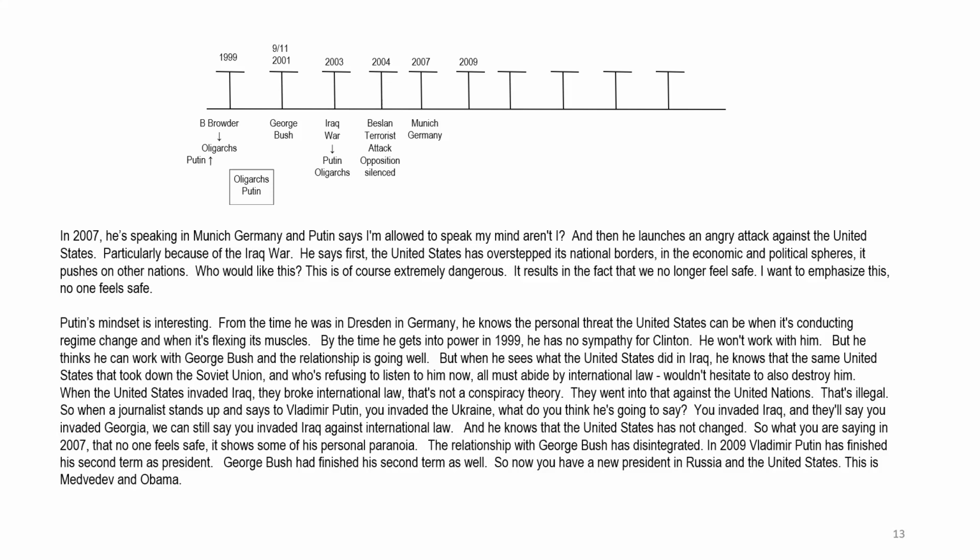When the United States invaded Iraq and broke international law, that's not a conspiracy theory. They went into that against the United Nations. That's illegal. So when a journalist stands up and says to Vladimir Putin, you invaded Ukraine, what do you think he's going to say? You invaded Iraq. And they'll say, you invaded Georgia. We can still say, you invaded Iraq.